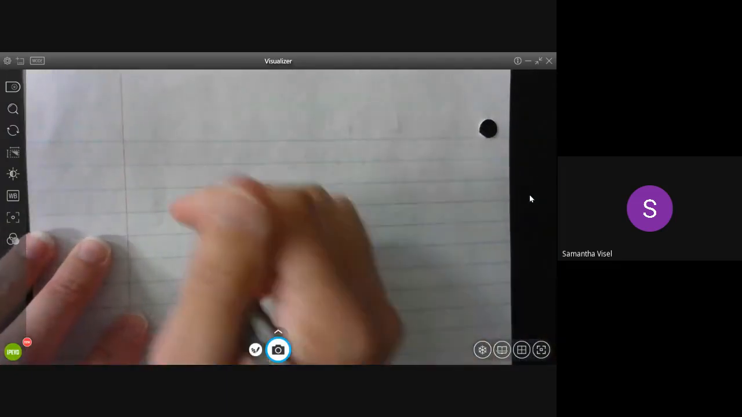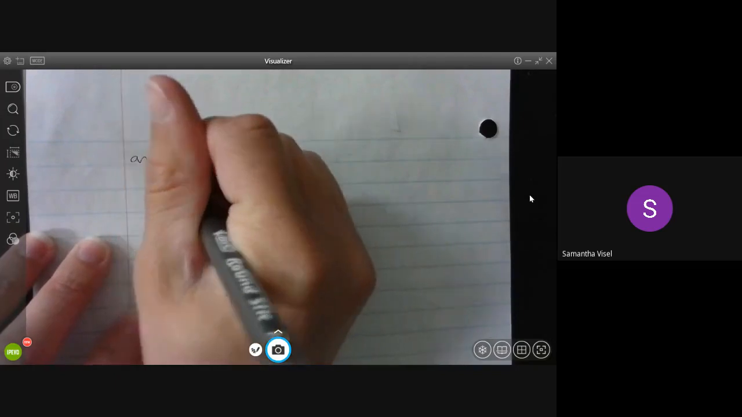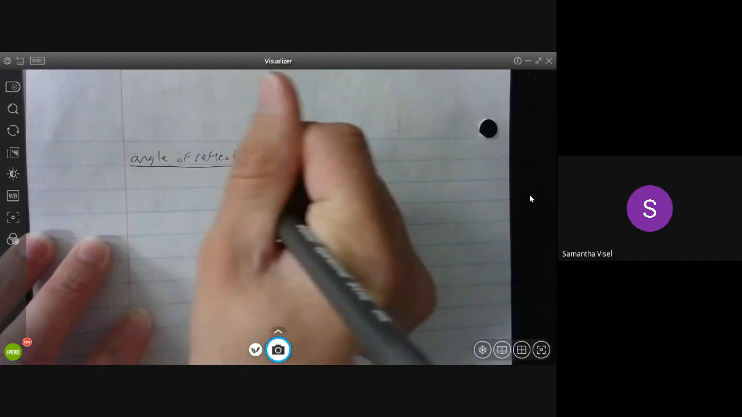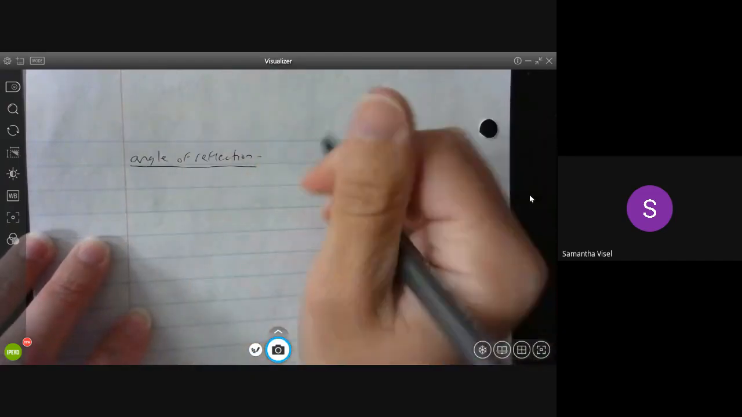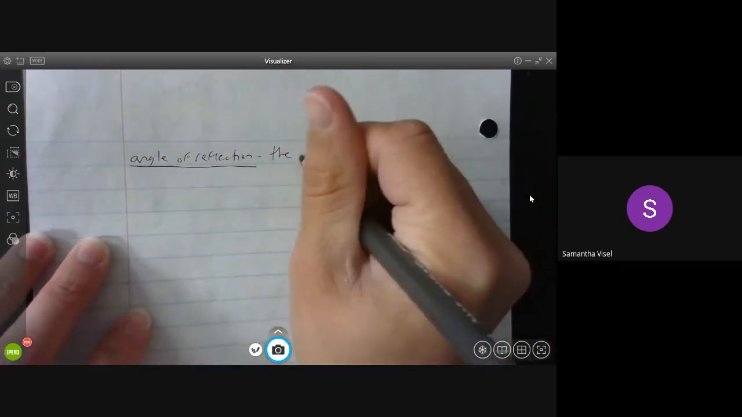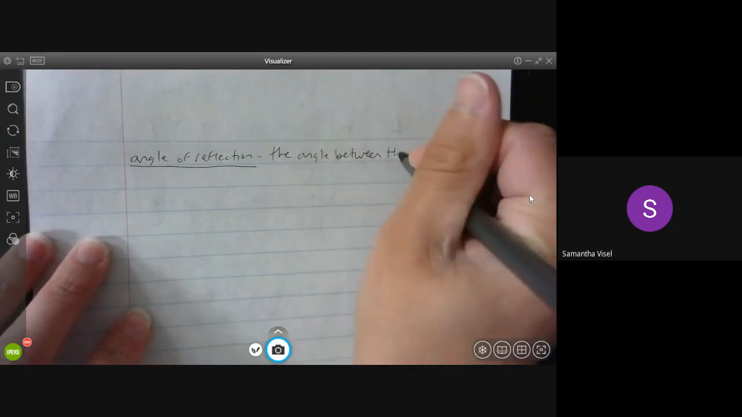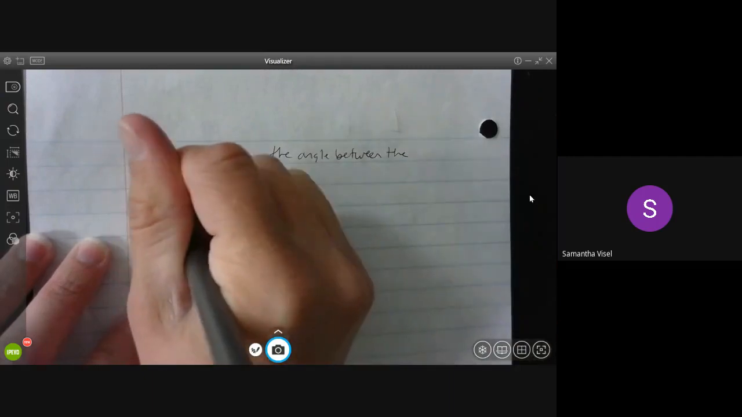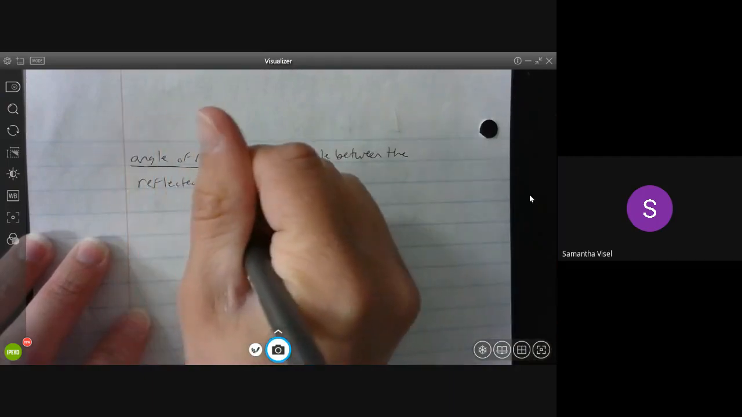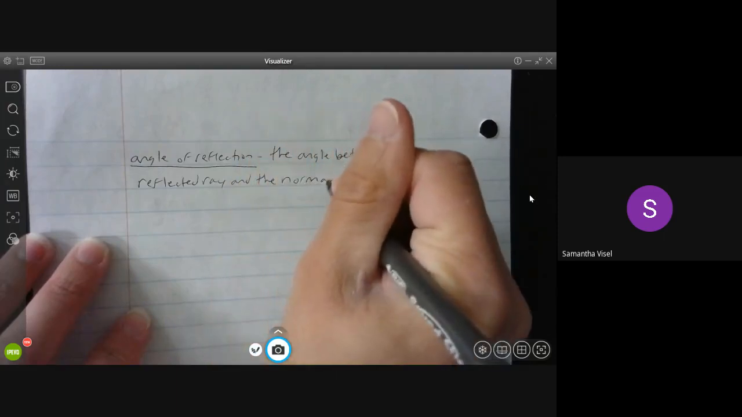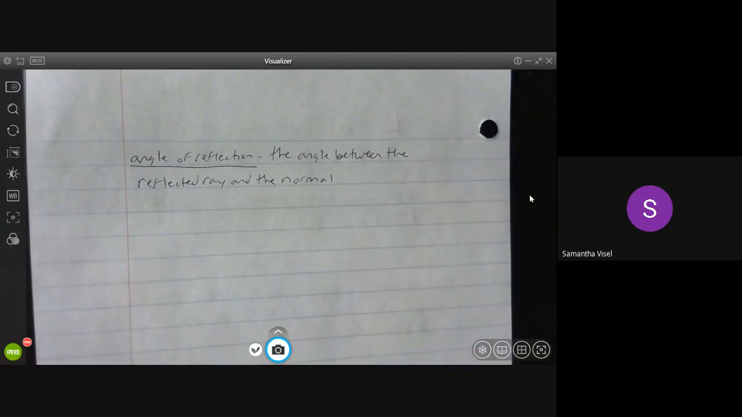So then, that angle of reflection. That's the angle between the reflected ray and the normal. So the angle between the reflected ray and the normal.